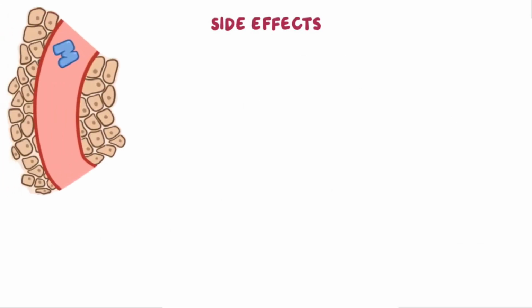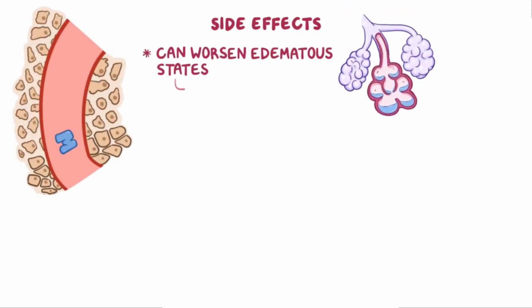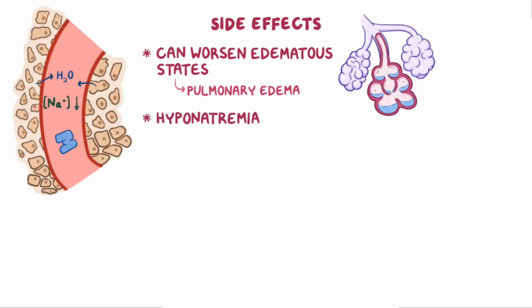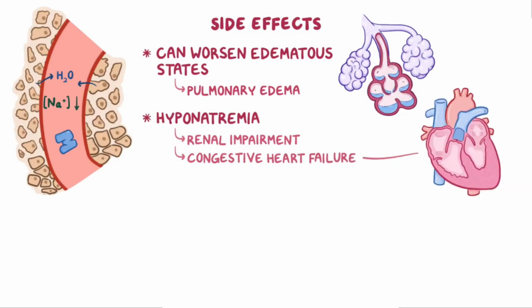Now, for side effects, first off, right after mannitol enters the bloodstream, and before it gets excreted, it pulls intracellular fluid into the extracellular space, so it could worsen edematous states like pulmonary edema. When more water gets pulled into the blood vessels, the concentration of sodium will go down, causing hyponatremia. This is especially likely to happen in individuals with renal impairment, where the kidneys can't excrete the mannitol, and in congestive heart failure, where the heart can't handle the increased plasma volume.